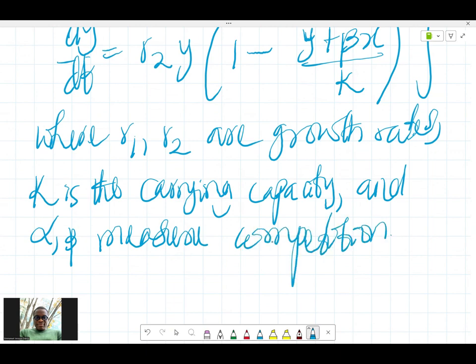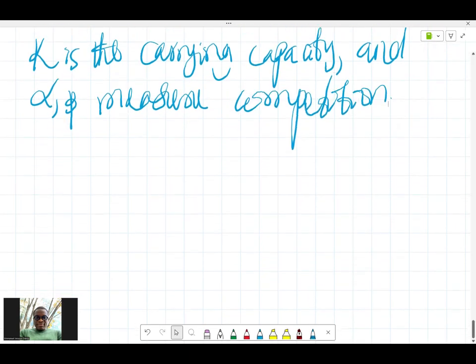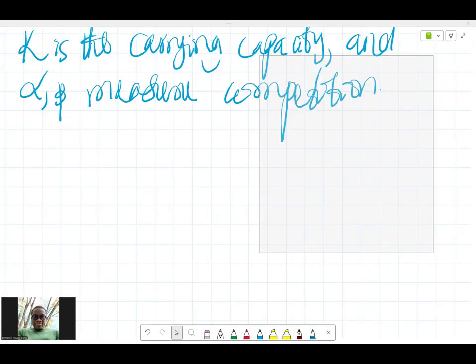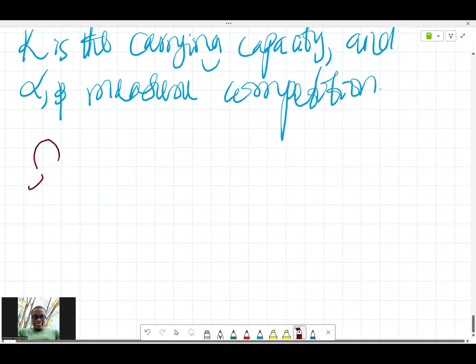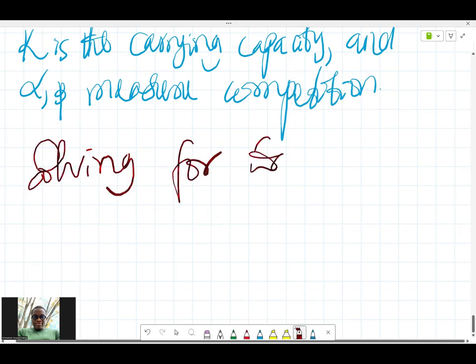So with this example now, we can do some basic things like solving for equilibria.